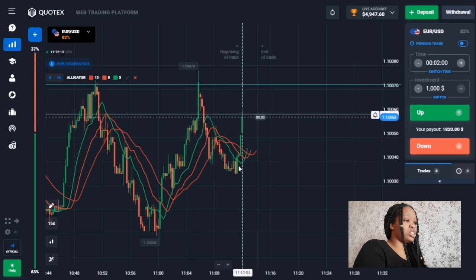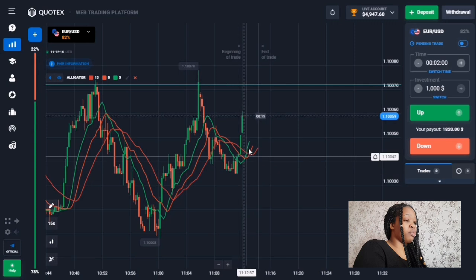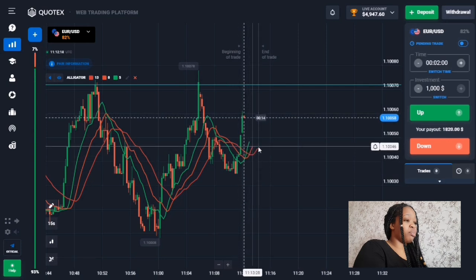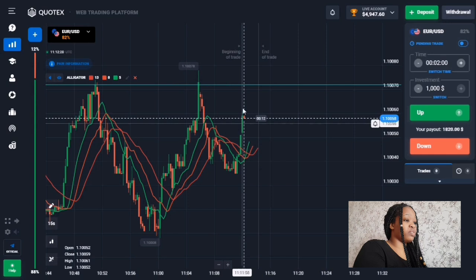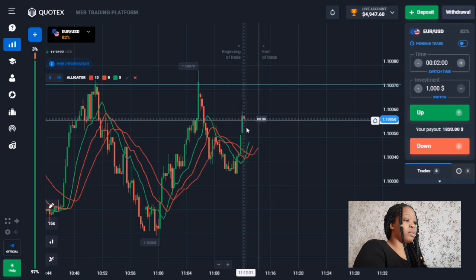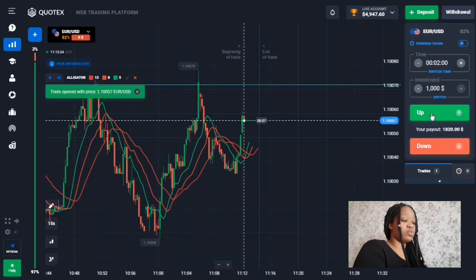So the indicator shows the crossing over of the moving averages, and I guess that the price is likely to keep trending to the level of resistance. And I'll enter the market with an up trade for 2 minutes and wait for the results of this trade.